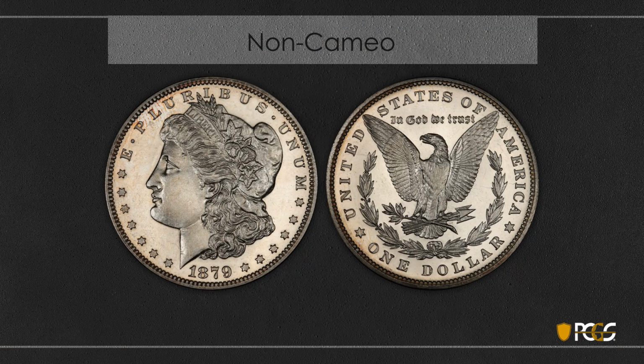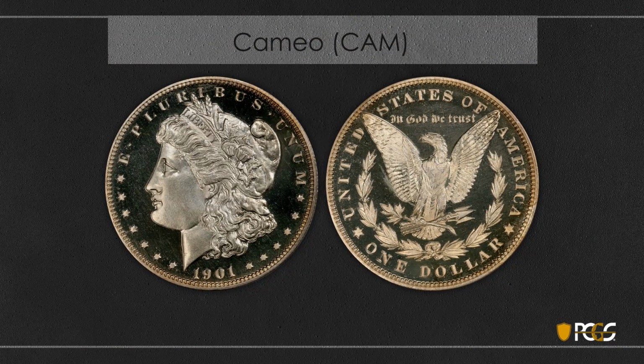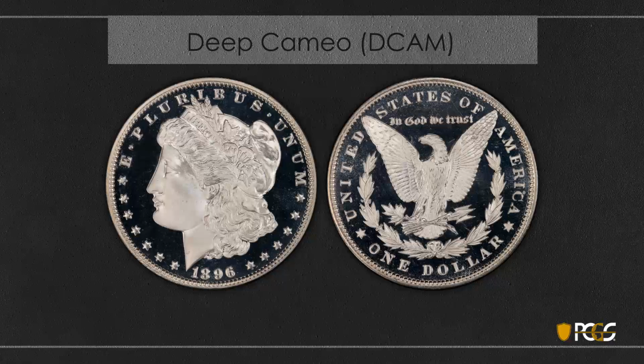And finally, we'll take a look at a Morgan dollar. This is a non-cameo Morgan dollar, again displaying no contrast between the fields and the devices. A cameo Morgan dollar will show some frosting and a little bit of contrast between the mirror fields and the devices. But a deep cameo Morgan dollar shows very, very heavy frosting on both the head of liberty and the eagle. Makes a very, very sharp and dramatic contrast. It almost looks like a modern medal.